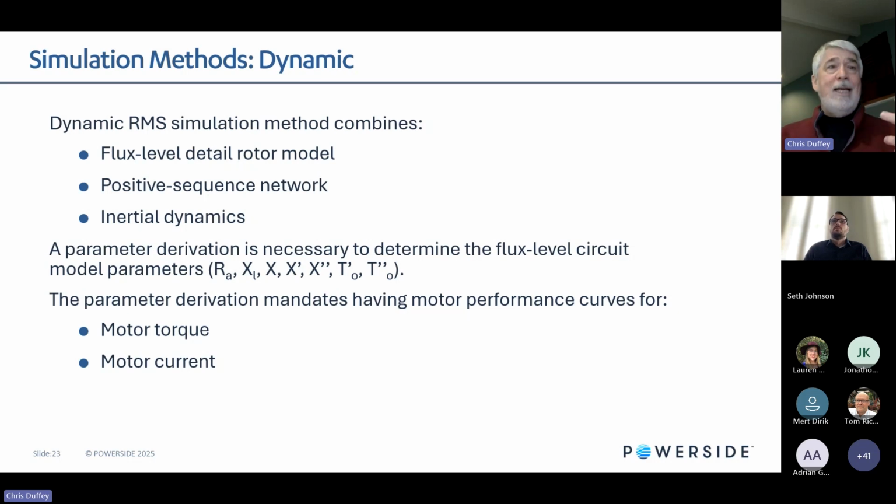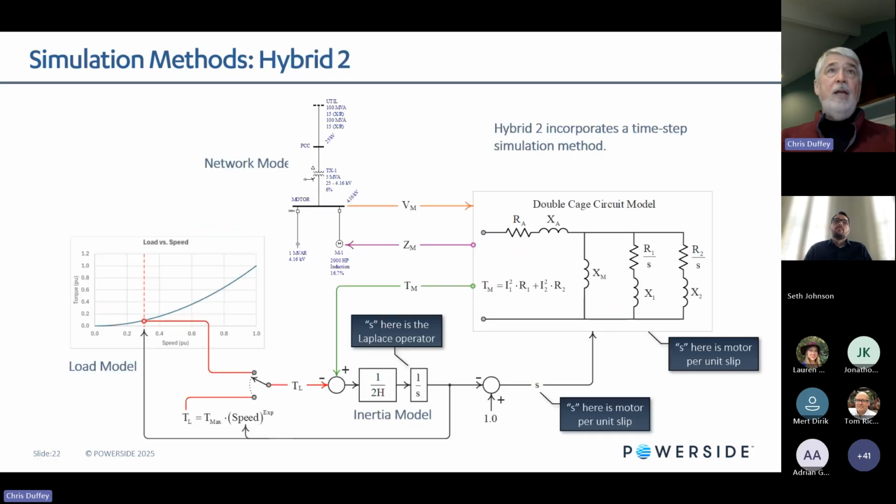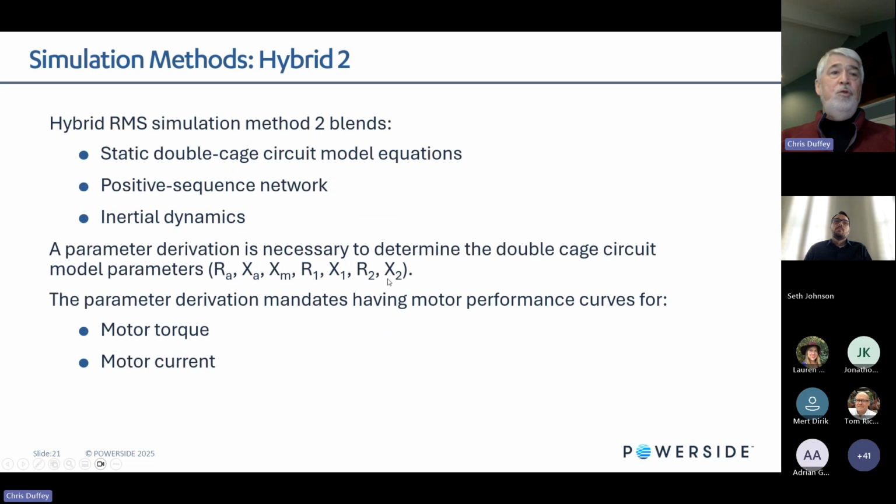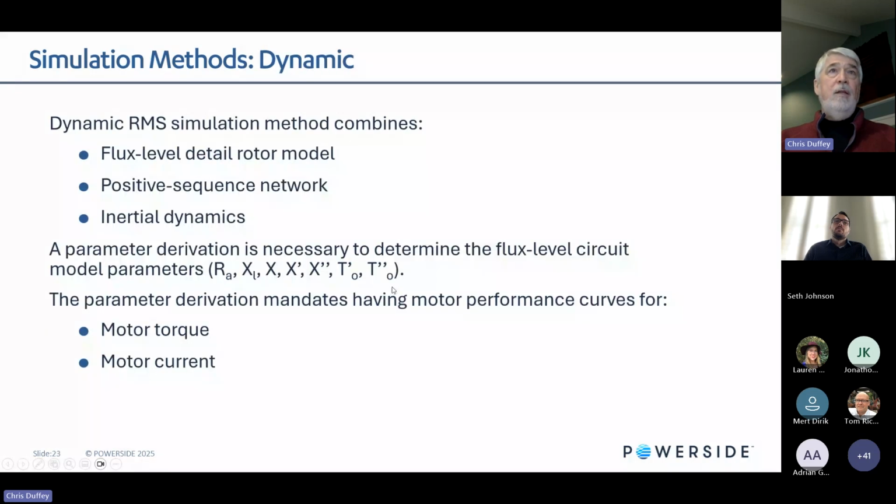So we're upping our detail. So parameter derivation is also necessary to get flux parameters, which are shown here. And there are some handy equations where you can flip between these two. So if you have the double cage parameters, you just go through some equations and you can generate these flux parameters, which I'm sure some of you have heard: X prime, X double prime, T prime, and T double prime 0. So the parameter derivation will mandate, similar to the previous parameter derivations, motor torque and motor current.